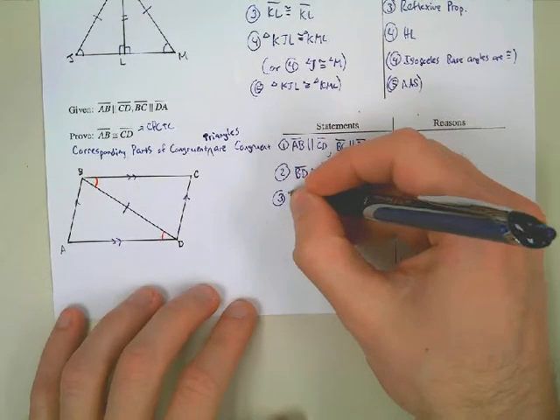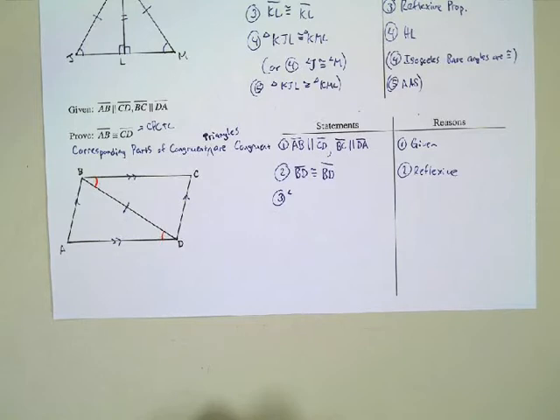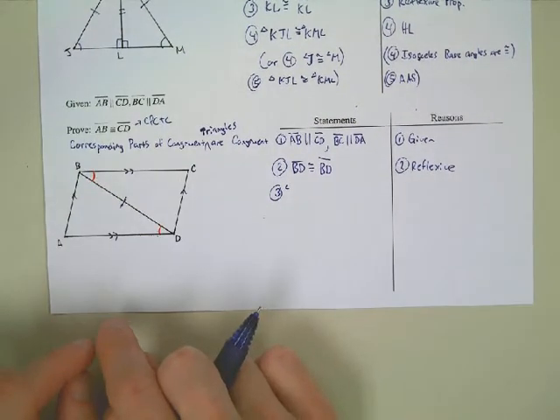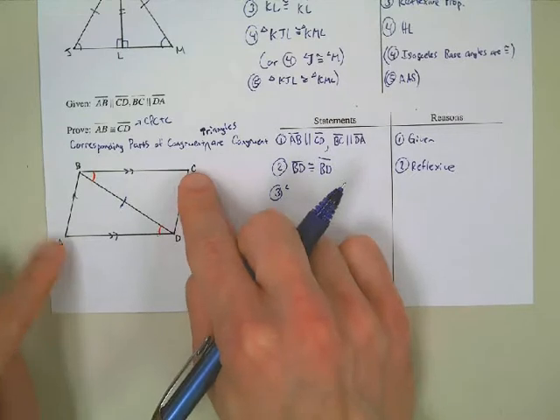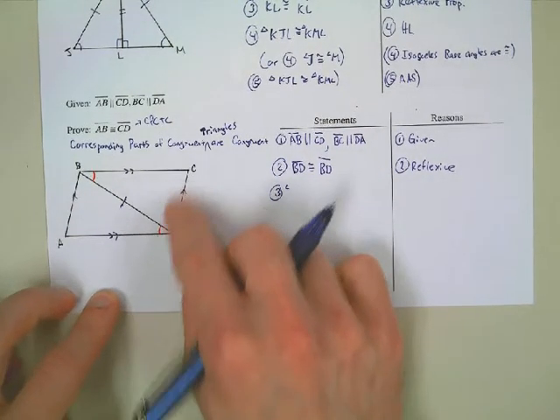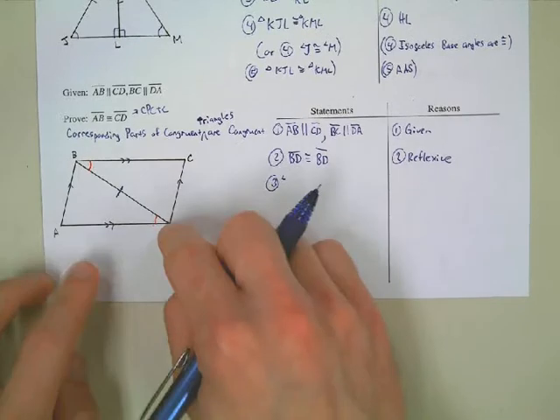Or not exterior, but are they alternate interior? See, here's the problem. This angle A is on this transversal. This angle C is on another transversal. They need to share the same transversal. Could you do like the other angle for B? Yes, exactly right.